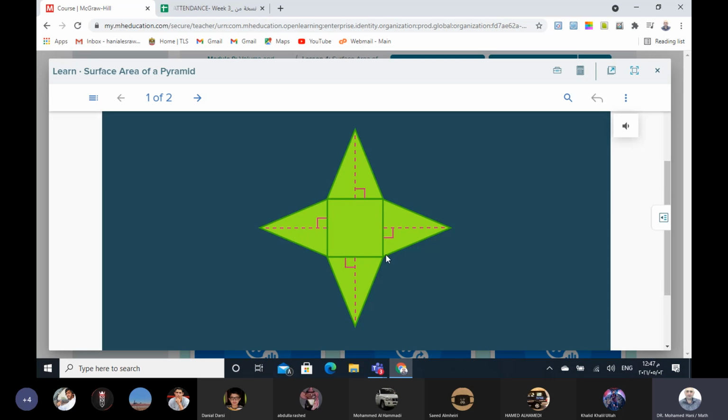This side equals this side equals this side equals this side, meaning this triangle is congruent with this triangle, congruent with this triangle, and congruent with this triangle. So find the area of the lateral faces, then you can multiply the area by 4 because here we have 4 lateral faces. Continue, please. The shapes in the net of this pyramid are a square base and the 4 lateral faces.